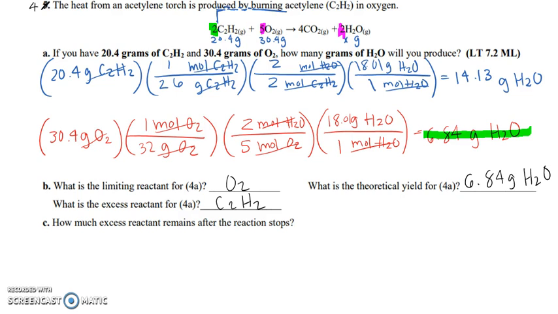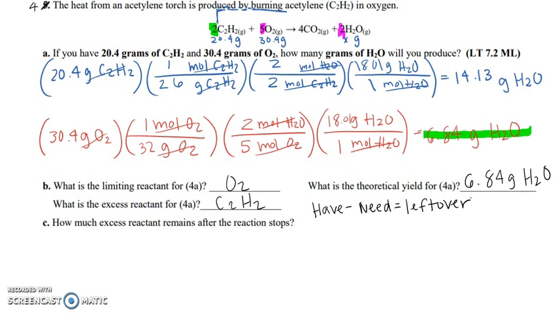Now, regardless of if I had turned it into H2O or CO2, oxygen would limit this reaction either way, right? No matter which product you choose, your limiting reactant will limit both. Now, the part that's a little bit trickier is letter C. How much excess reactant remains after the reaction stops? In order to know how much remains, we need to know how much we have and how much we need. So we take the amount that we have minus the amount that we need to give us the amount that is left over.